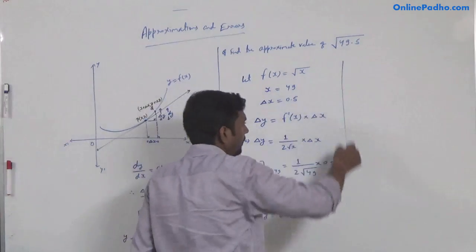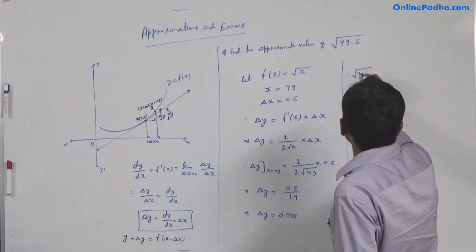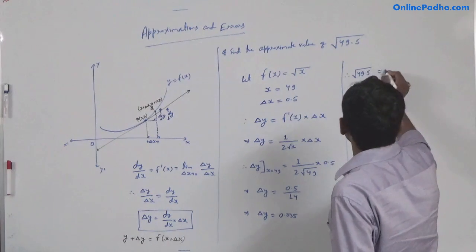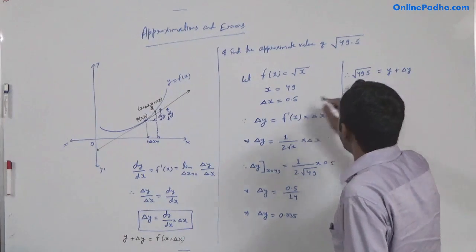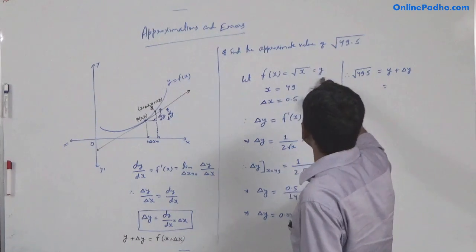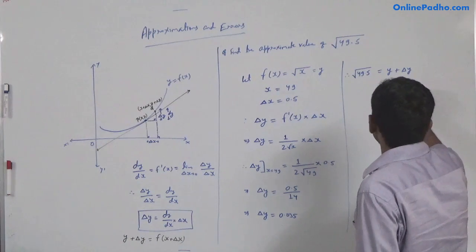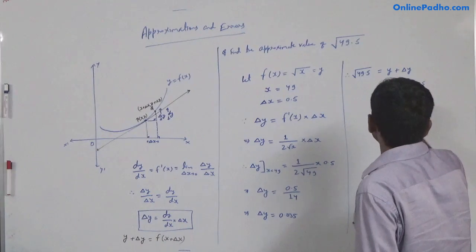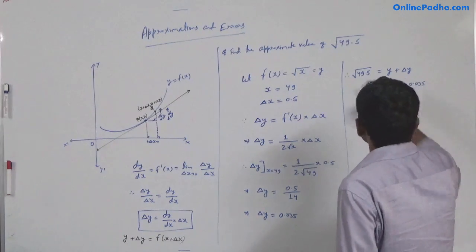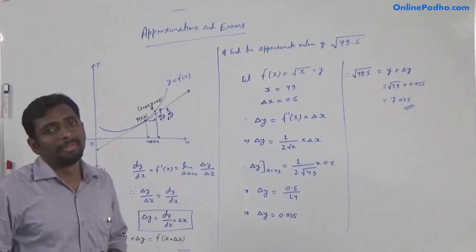But we have to find y plus delta y. So therefore, square root of 49.5 can be written as y plus delta y. And what do we mean by y? We can say that this is equal to y, and y equal to root x. It can be written as root 49 plus 0.035. So the answer is 7.035. This is the answer, this is the square root of 49.5.